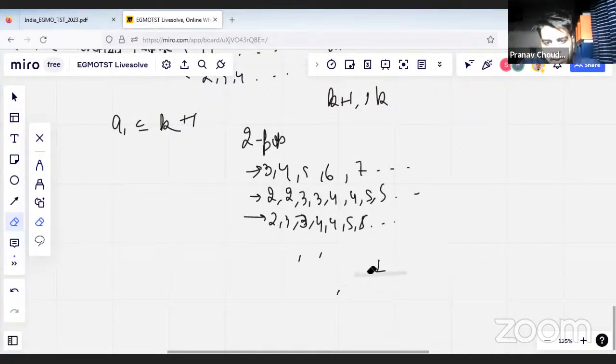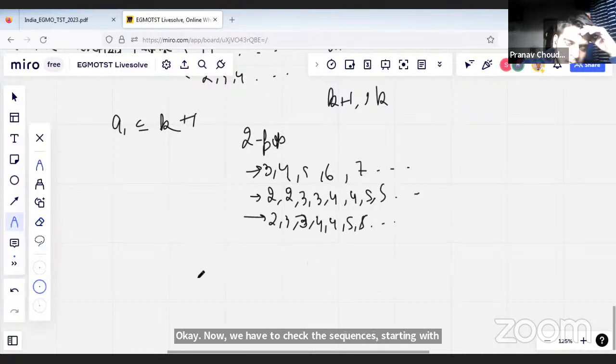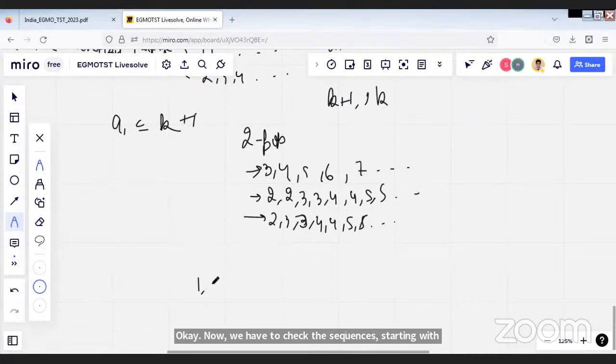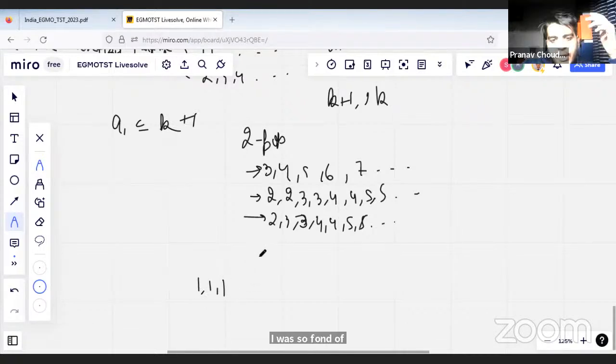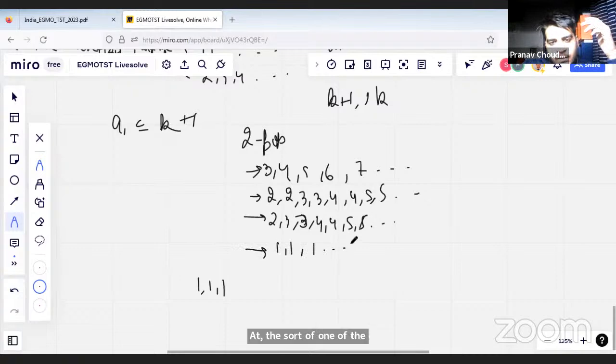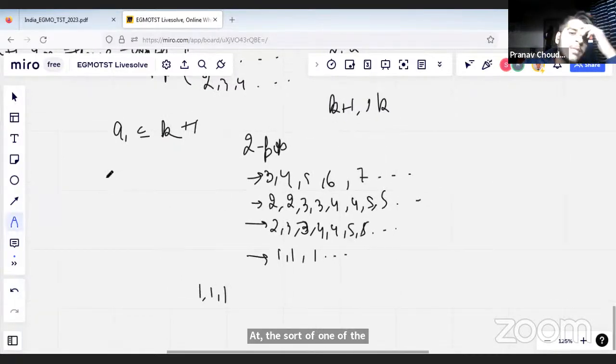Okay, now we have to check the sequences starting with 1. That is just 1, 1, 1, right? Oh, I think the number of k-pop sequences should be 2k. It's a guess.